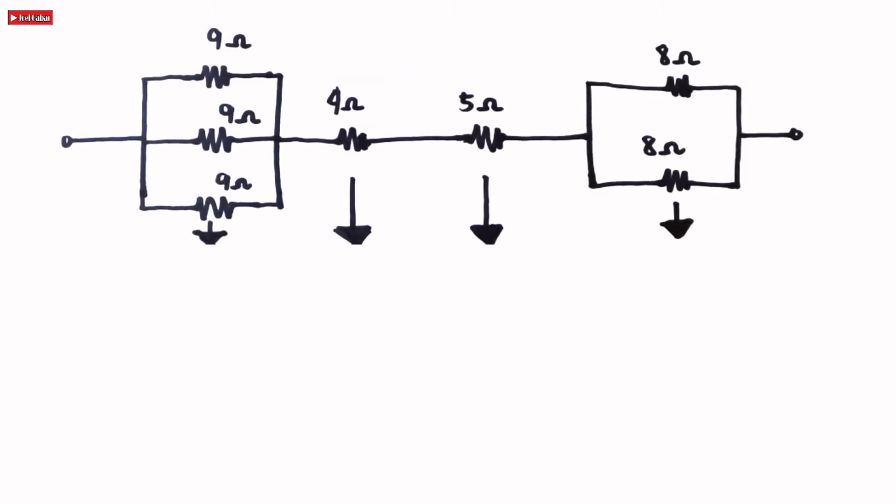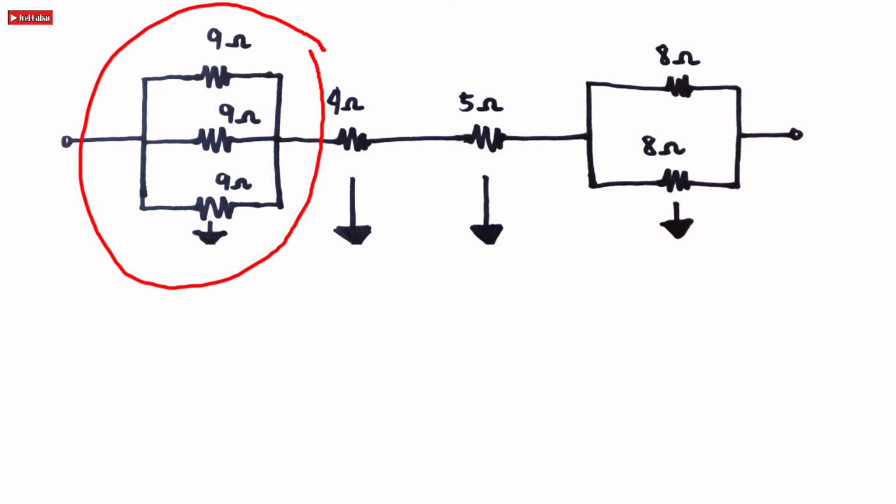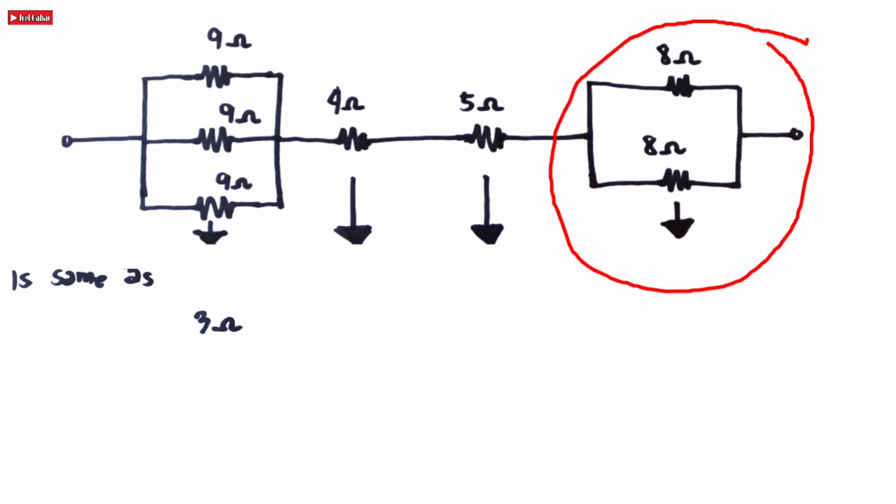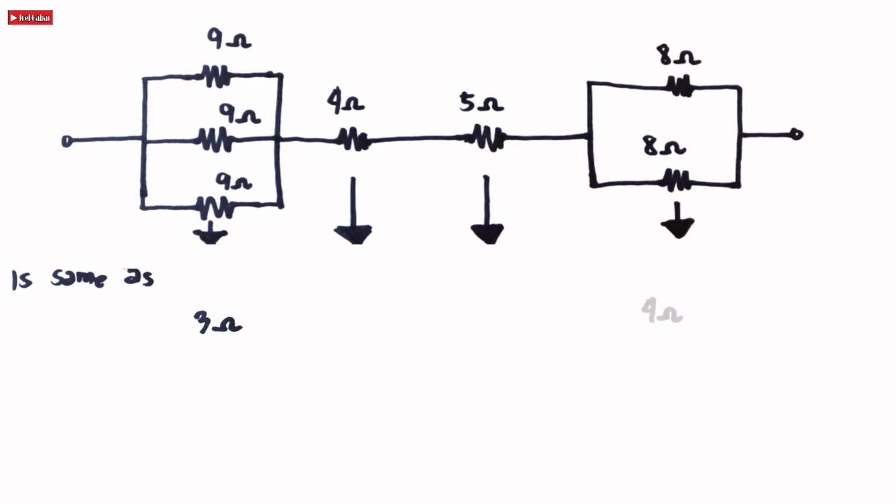In the next problem, as we can see on the left side, there are 3 resistors connected in parallel with the same value. So let us simplify by dividing the value of the resistors by the total number of resistors, which is 9 divided by 3 is equal to 3. Second, on the right side, there are 2 resistors connected in parallel. We simplify them by dividing by half of their value. 8 divided by 2 is equal to 4.